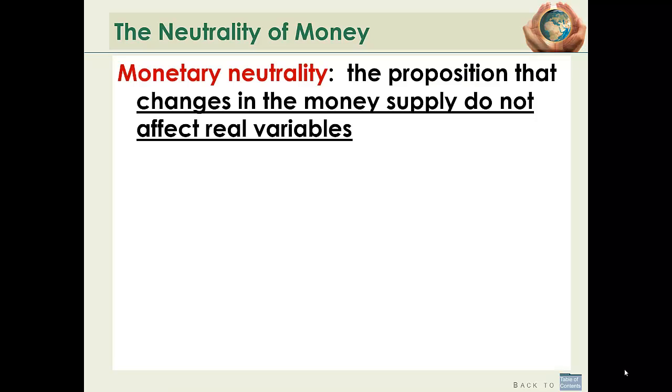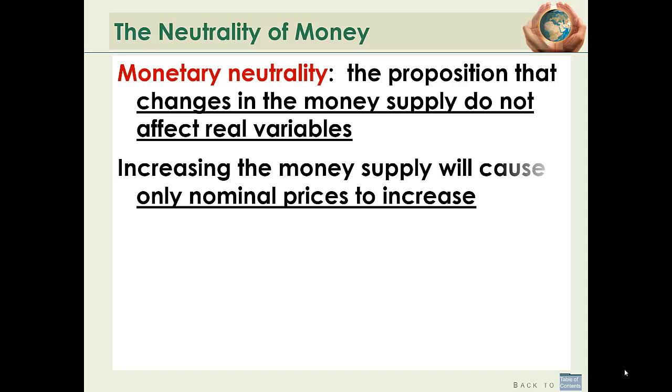Monetary neutrality is the proposition that changes in the money supply do not affect real variables. We've already looked at one real variable that it does not affect, and that is real GDP. An increase in the money supply will only cause nominal prices to increase.